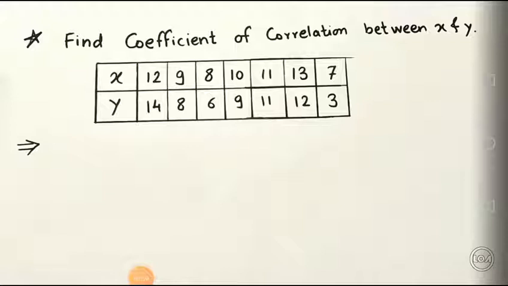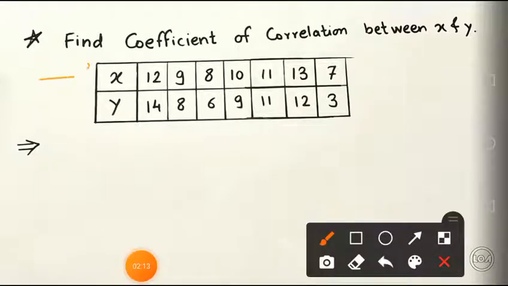We need to find out the coefficient of correlation between x and y, and correlation shows the relationship between two variables. Here two variables are given, the first is x and the second is y. The items of x are 12, 9, 8, 10, 11, 13 and 7. And in the y variable the items are 14, 8, 6, 9, 11, 12 and 3. Now it's your part to note down this series. You should note down this question, and in the next step we will solve it.